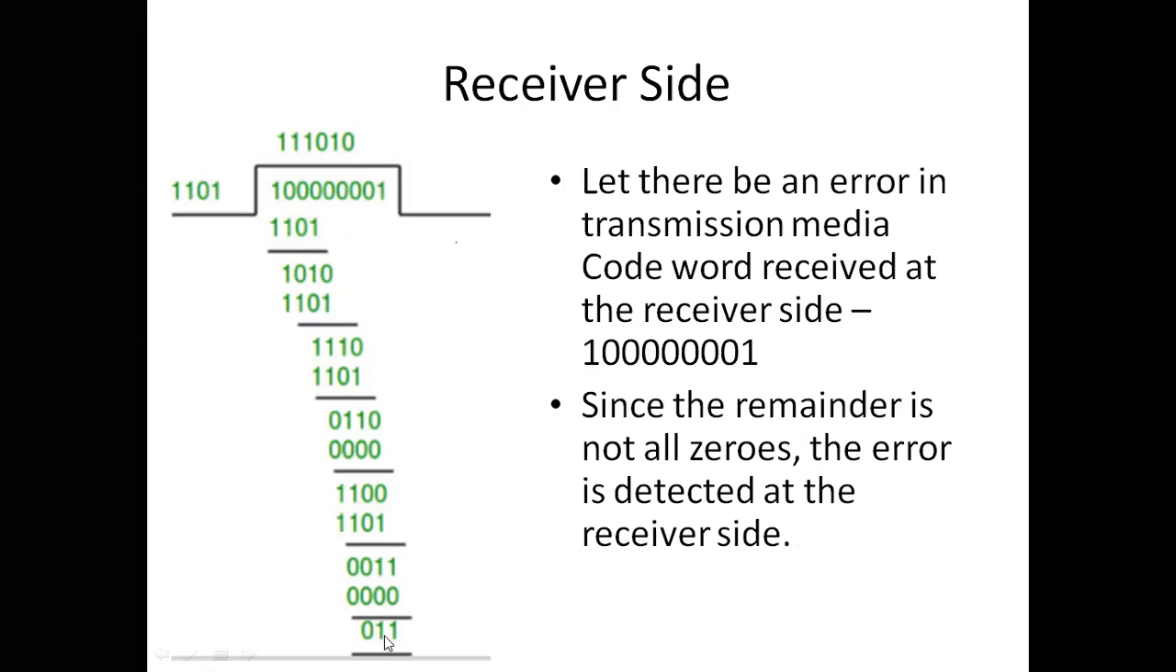So the 011, if there are any non-zero elements at the remainder side, we have to reject this information, and also we have to send the negative acknowledgement to the sender for the retransmission of the same data. Okay, so the remainder does not have all zeros, so this can be deleted, detecting the error at receiver side. Okay, this is the way we have to find the error, I mean detect the error.